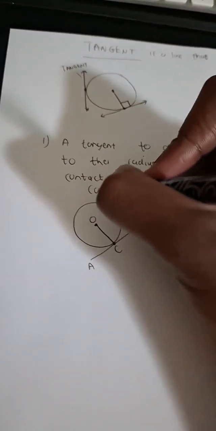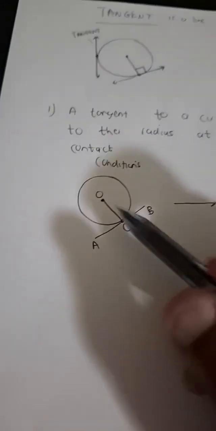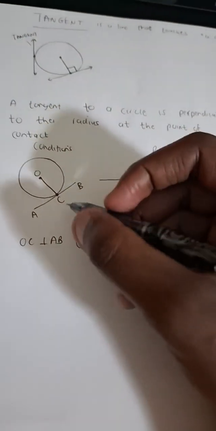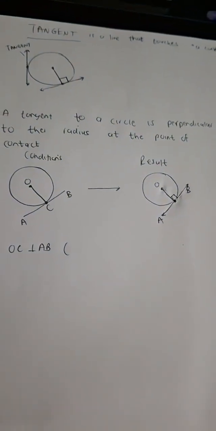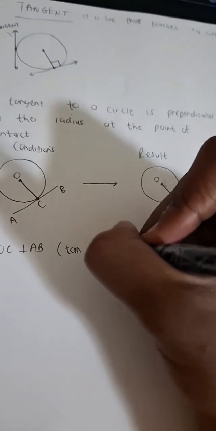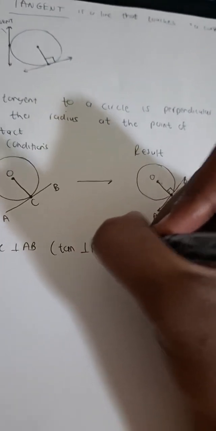So this is the result. The result is that if the conditions are such that we have a tangent and a radius, we say that the tangent and the radius are perpendicular. So you would basically then say the following. Based on this diagram, you can then say OC is perpendicular to AB. And what's the reason for saying that? You are going to say tangent perpendicular to radius. And that's simply it.